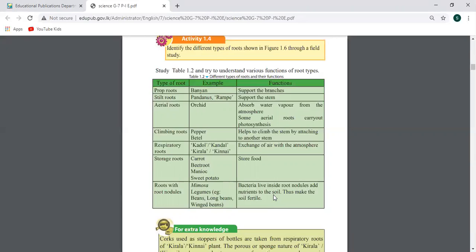Roots with root nodules, like mimosa, beans, long beans, winged beans. The function is that bacteria live inside the root nodules, and they add nutrition to the soil and thus make the soil fertile.